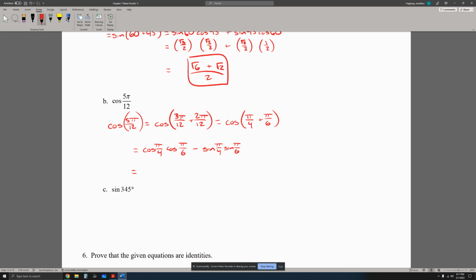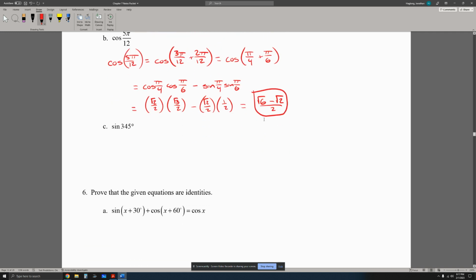So evaluating, cosine of pi fourths is root 2 over 2. The cosine of pi sixths is root 3 over 2. Sine of pi fourths is root 2 over 2. And then sine of pi sixths is 1/2. So then multiplying this out, we get the square root of 6 minus the square root of 2 all over 2. All right. Letter C, sine of 345.